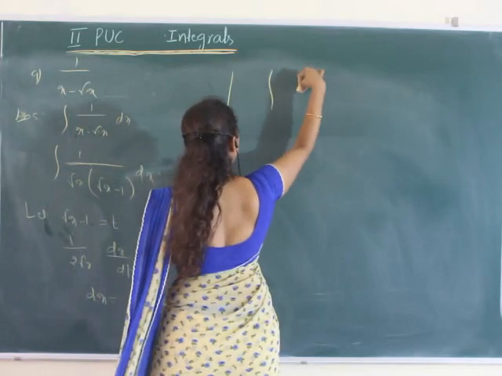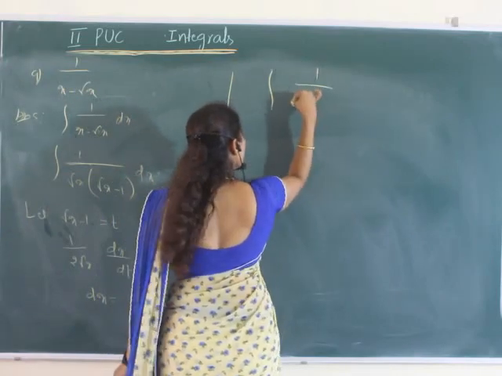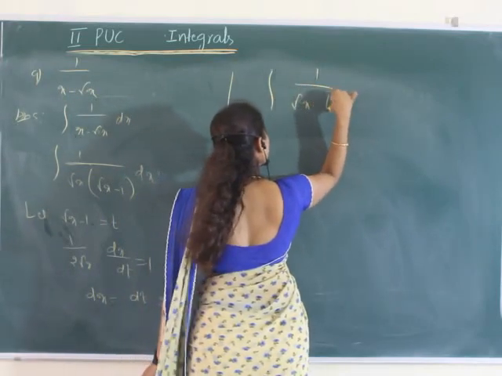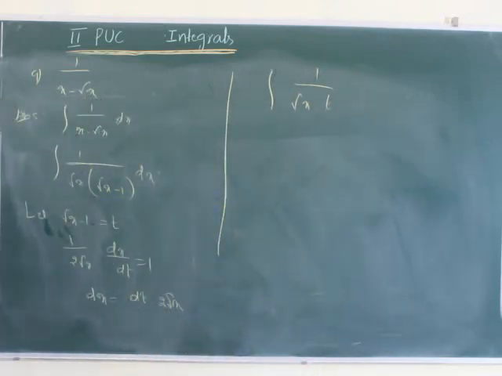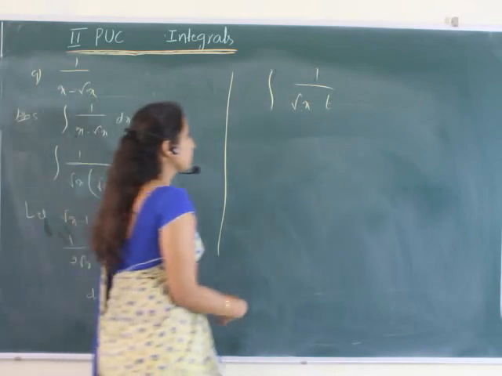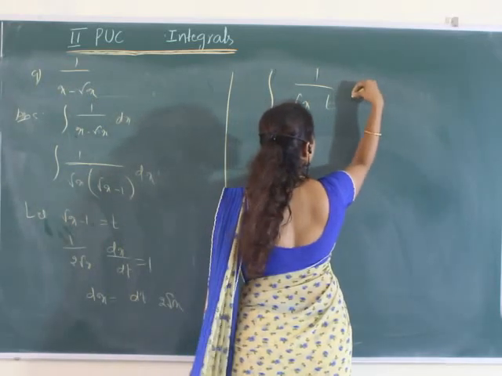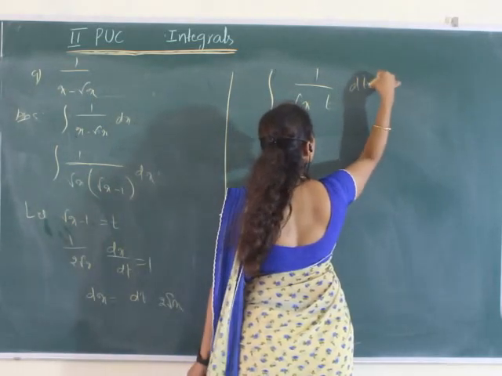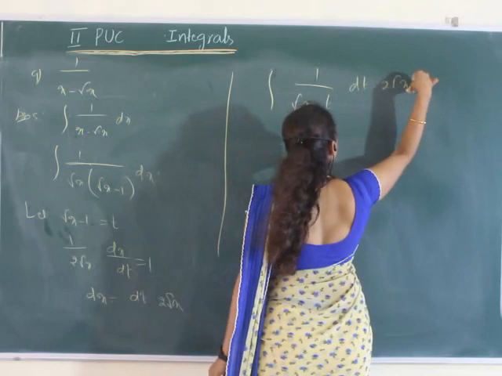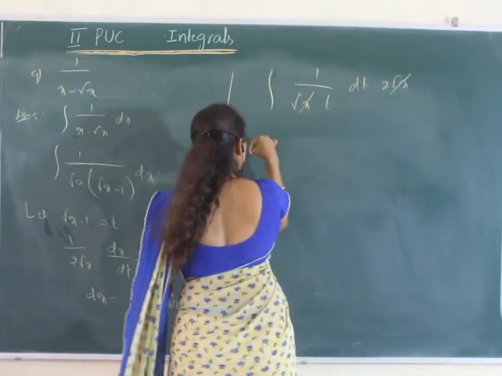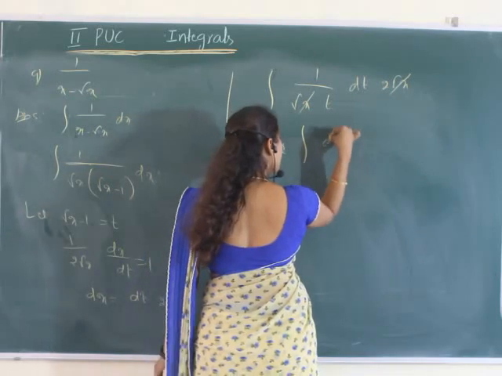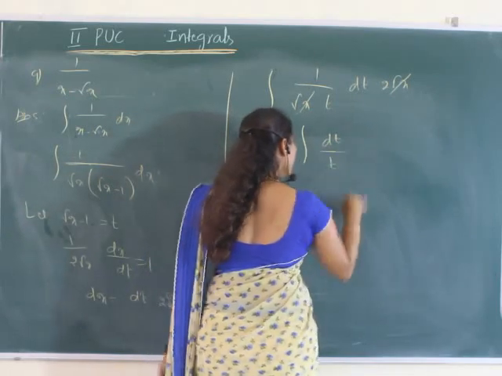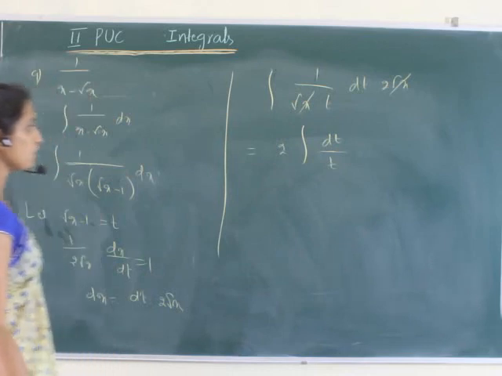Integral of 1 by root x into t, root x into t into dx. dx is dt into 2 root x. I can cancel root x. So we are getting 2 into integral of dt by t. That means integral of 1 by t.